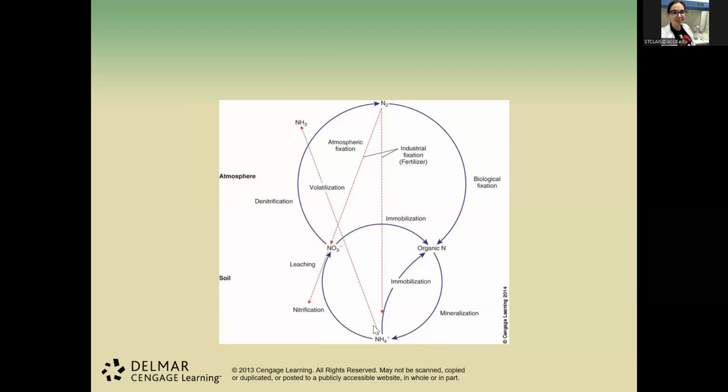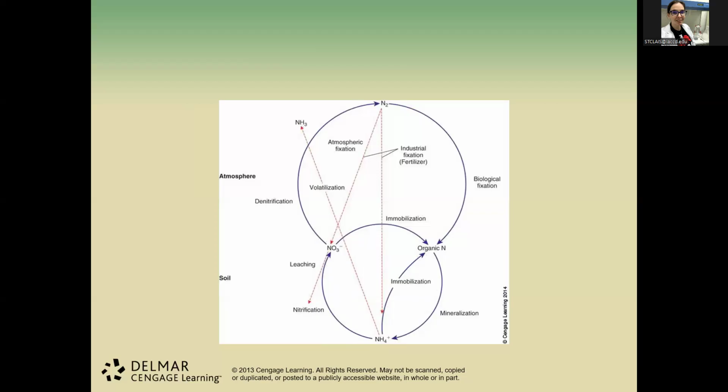And in that case, the nitrogen in the form of ammonium may be immobilized back into organic nitrogen because the plants uptake it and it becomes then part of the body of the plant. If the process continues, however, then the NH4+ ammonium nitrogen is oxidized to nitrate, or the NO3- here. And here, when nitrogen is added to the soil, that's nitrification.